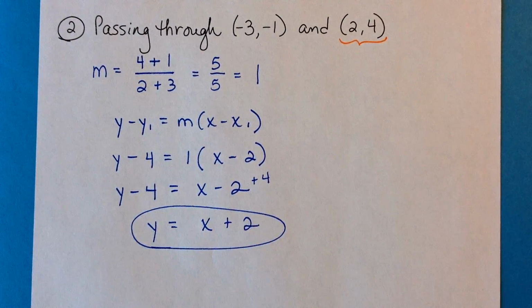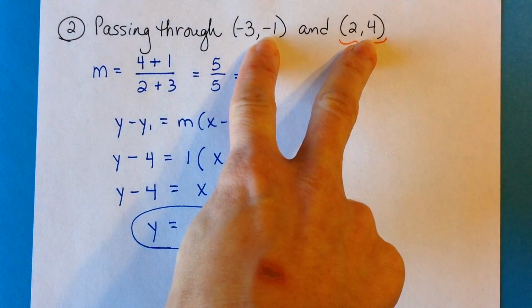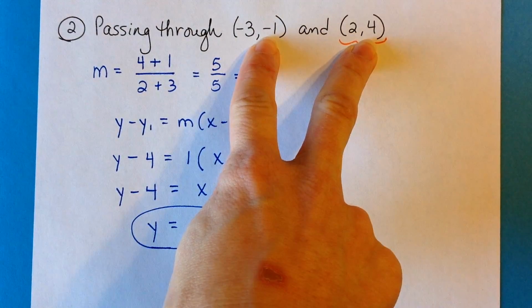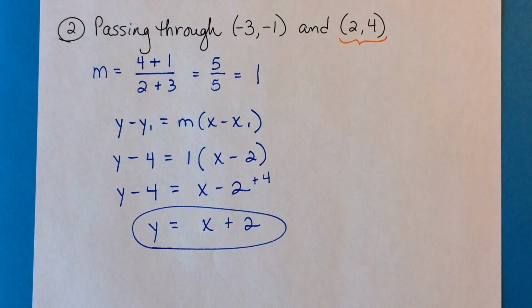Now, if you wanted to check this, and you could do something similar even to the first one, you could put this in your y equals in your calculator and then just go to the table and make sure that these 2 points are listed in your table. And that would verify that you have found the correct equation for that problem.